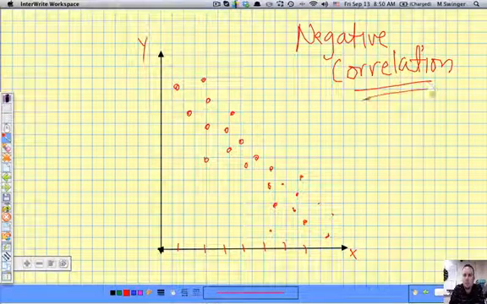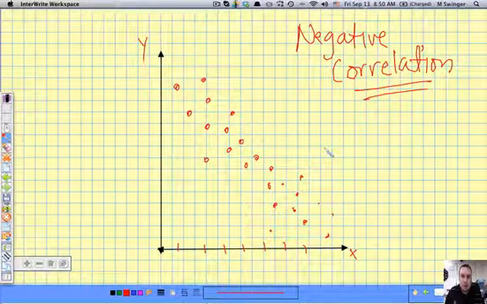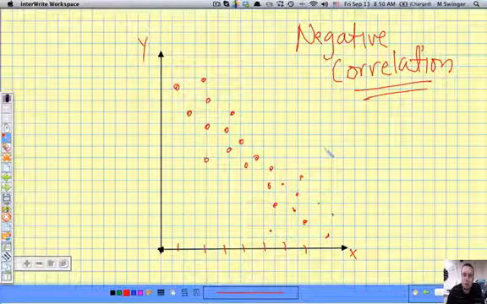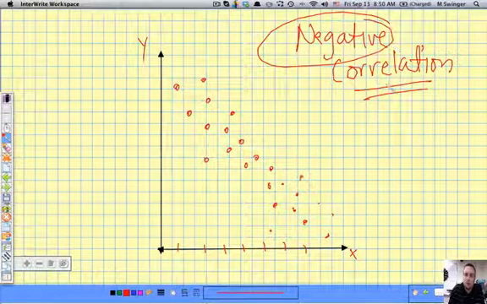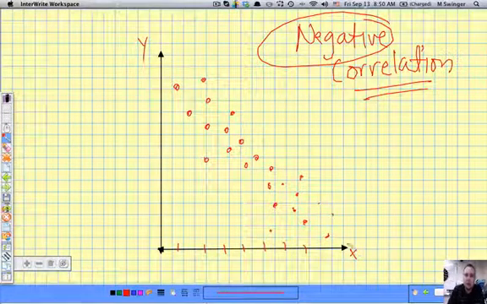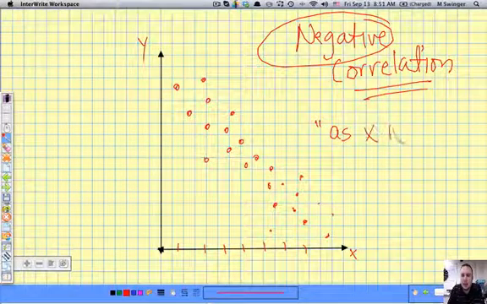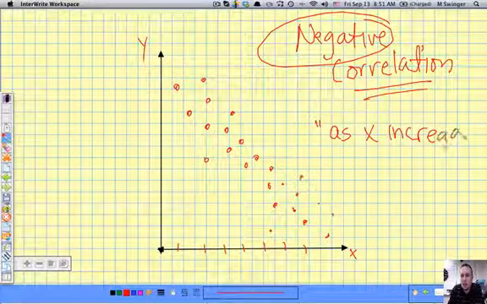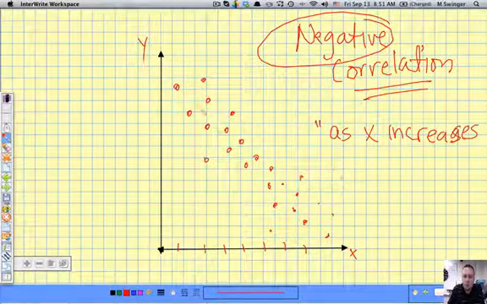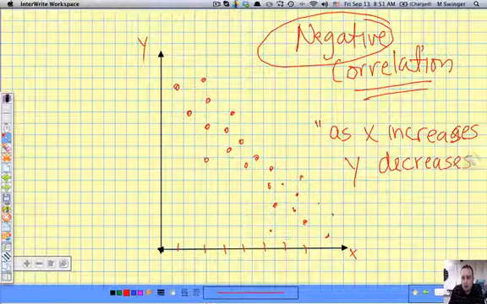What does correlation mean, actually, by the way? If two things are correlated to each other, that means they're in relationship. There's a relationship there. There's a negative relationship here. Okay? If we drew a line, it would go down from left to right. So it would have a negative slope, so it's a negative correlation. What we say in words is, we still say as x increases, what does the y value do? The y value decreases. Now that's basic. As x increases, y decreases.